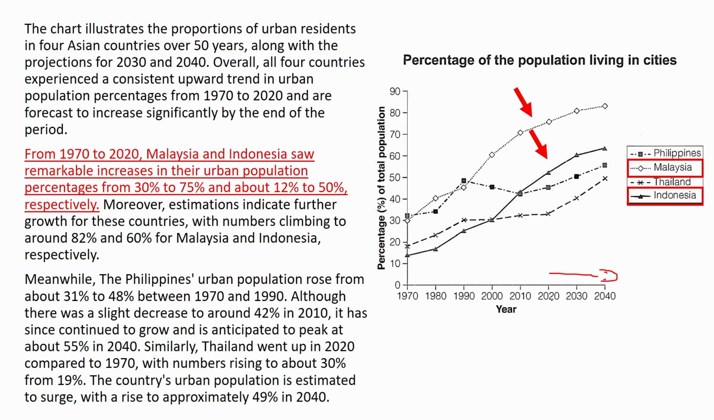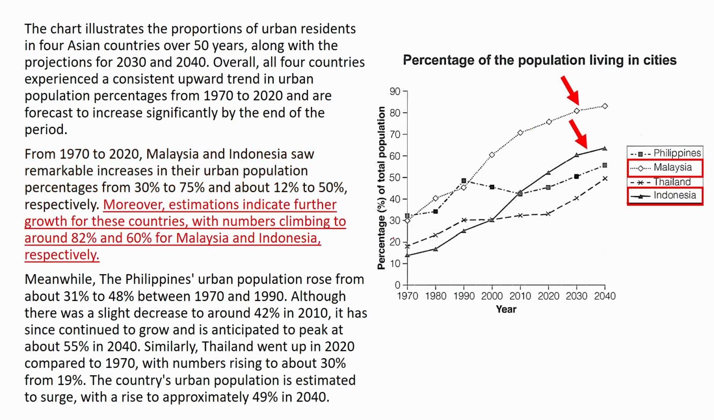So in the first part of this paragraph, I described the changes till 2020, and now I will continue with the future part of it. Now, the language I used is different in this part. Moreover, estimations indicate further growth for these countries, with numbers climbing to around 82% and 60% for Malaysia and Indonesia, respectively. So pay close attention to the tenses. In the first part of the paragraph, I used past tenses, and in the second part, I used the language to show predictions for the future.